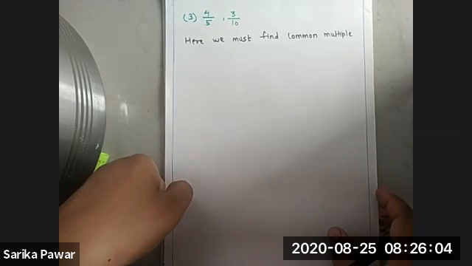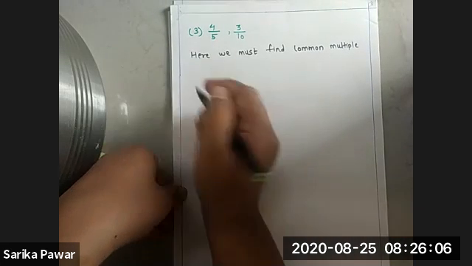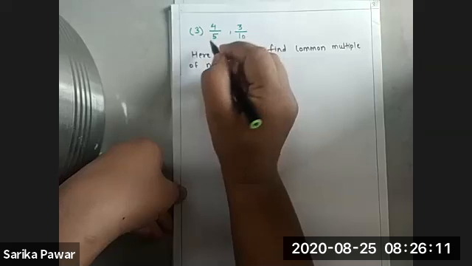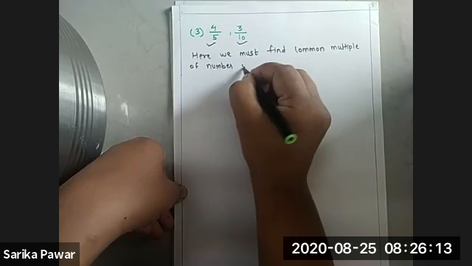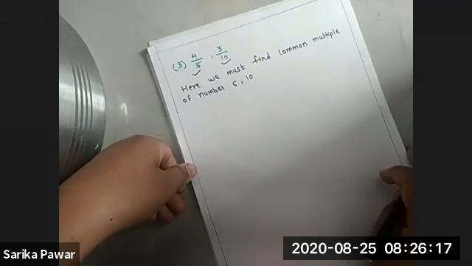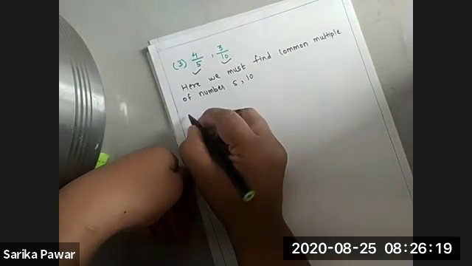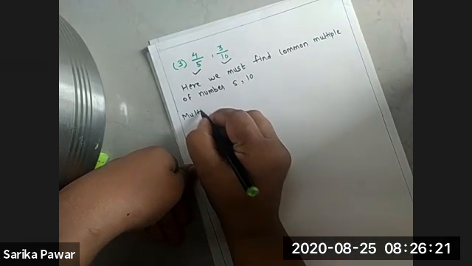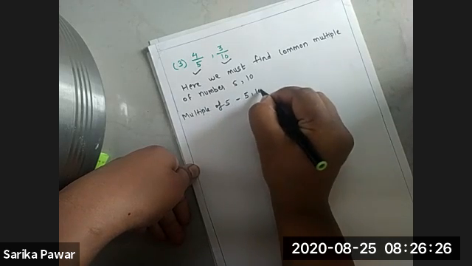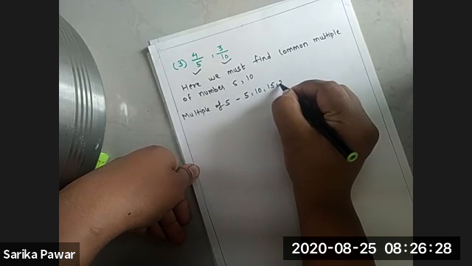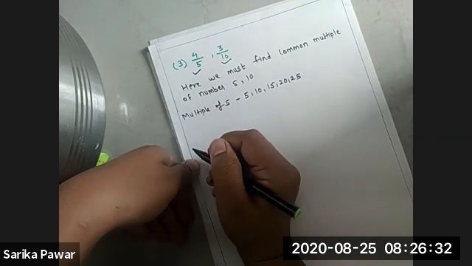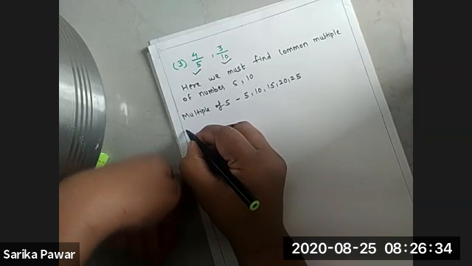Now here we must find the common multiple of the numbers. See which numbers? 5 and 10. Now what we have to do? Here we have to write the table of 5, the multiples of 5. You can write the full table, or if you got the common multiple, up to that point you can write the table.